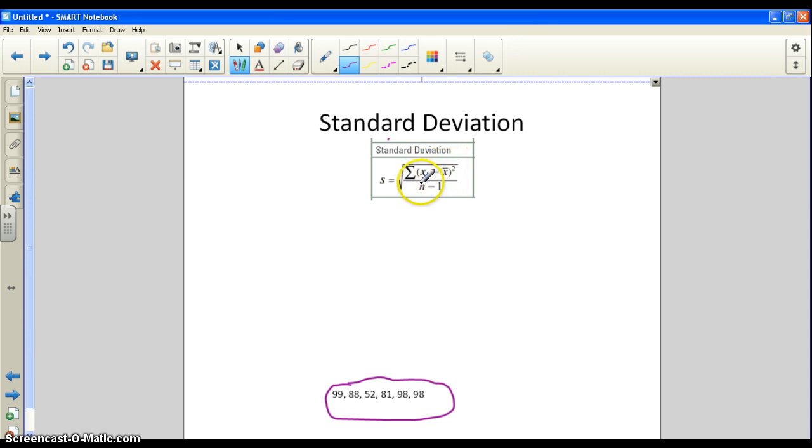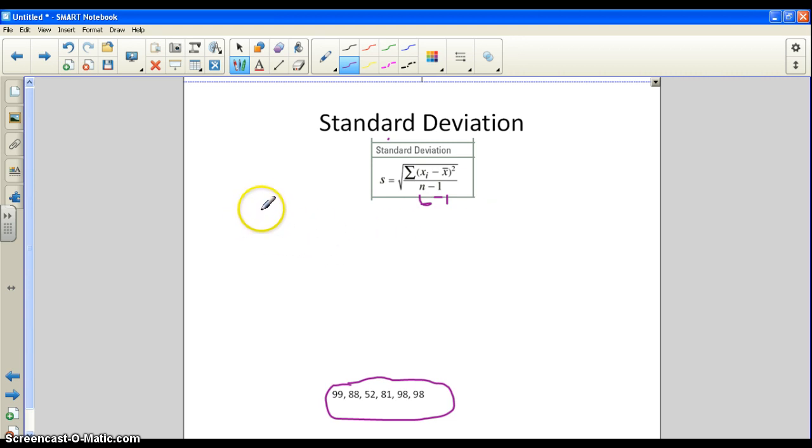Then you divide by the number of numbers minus 1. So you divide the sum of all the numbers here by n minus 1. In our case, we have 6 total numbers, and we minus 1, so we divide it by 5. And then you take the square root of it, and that gives you your standard deviation. So we're going to calculate it for our set of numbers.